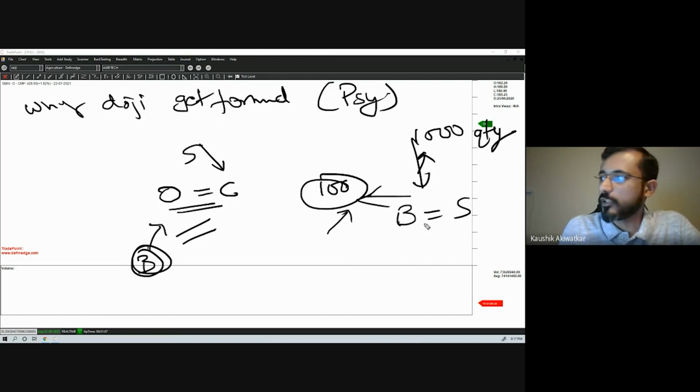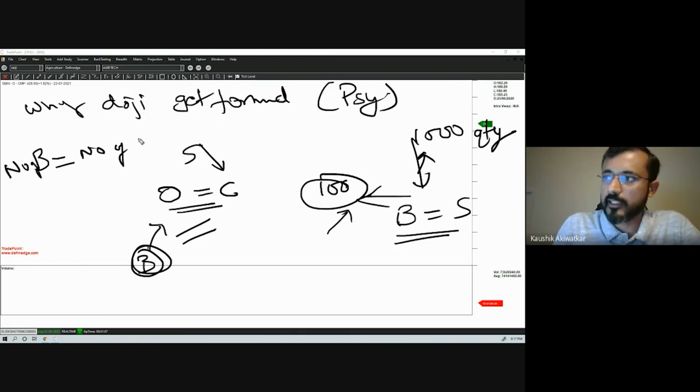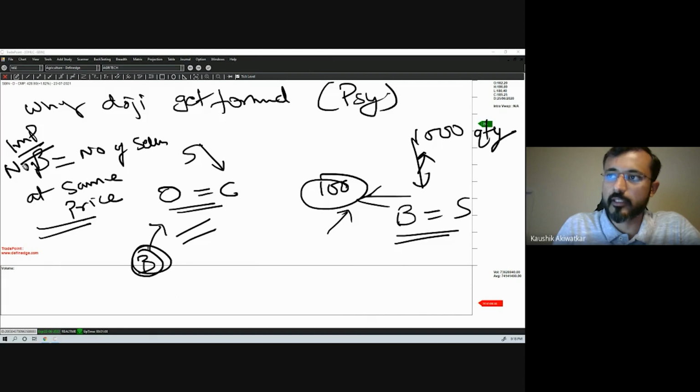Right? Doji gets formed when the quantities are getting matched. The number of sellers in the market is equal to the number of buyers in the market at the same price, right? So number of buyers is equal to number of sellers at same price, right? This is a very important condition. This condition is very important. The number of buyers and sellers are equal at a same price.